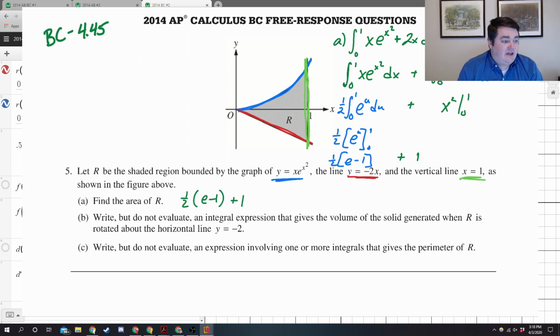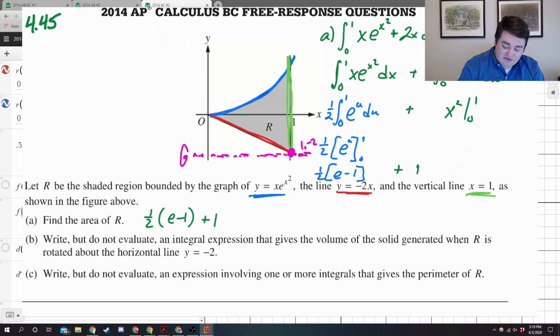B, write but do not evaluate an integral expression that gives the volume of the solid generated when R is rotated about the horizontal line y equals -2. Whew, okay. So my first question when I look at this is, what is this point down here on the bottom right-hand corner? That's the intersection of -2x and x equals 1, and so that point is 1, -2. So that is my axis of rotation. Write but do not evaluate, thank goodness, an integral that gives the volume of the solid when R is rotated.